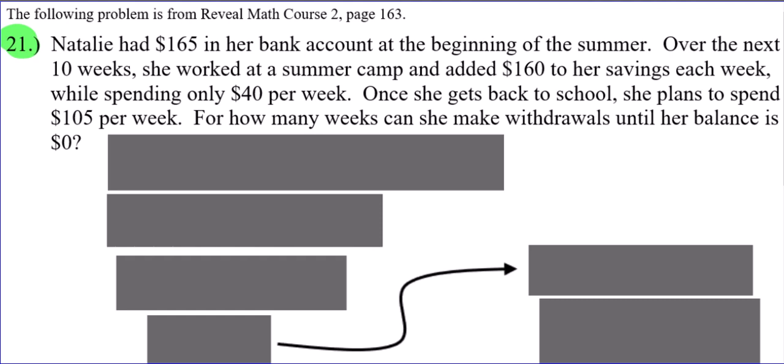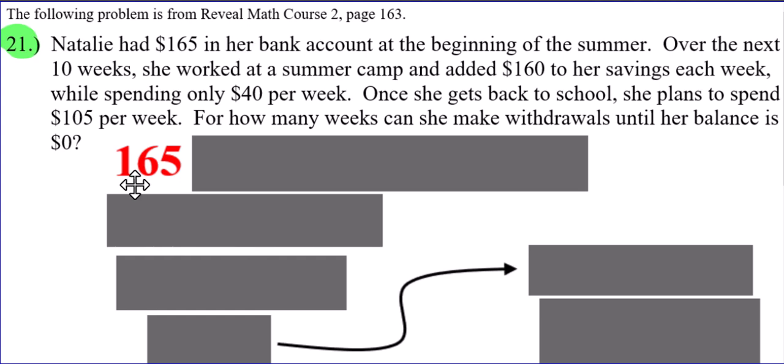Well, first of all, we know that she had $165 in her bank account to start with, so let's go ahead and write down $165. Now, over the next 10 weeks, she's adding $160 to her bank account, but she's spending $40 per week. Now, did you catch that we have some words here that we talked about earlier this year that can mean multiplication? Each week means times the weeks, but here it's per week, which also means times the weeks, and we know it's 10 weeks.